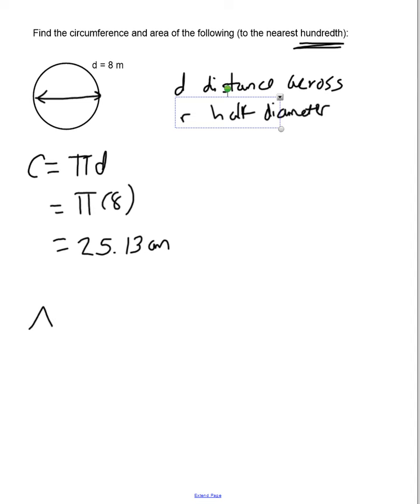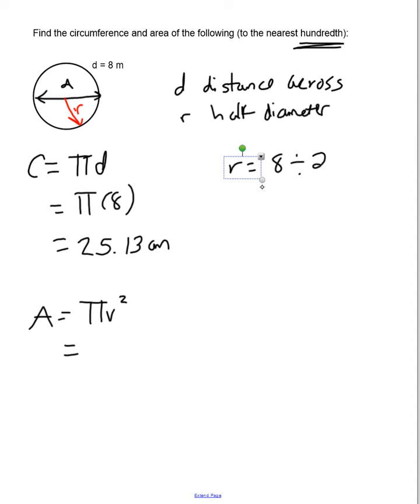Area of a circle is pi times r squared. So again, if we look up here, diameter is the distance across the circle. Radius is half the diameter. So the radius goes from the center to the outside edge. It's half of the diameter. So in this case, the radius is the diameter divided by 2, or is 4 in this case. So we're going to do pi times 4 squared. Again, we're just going to punch that into our calculator, and we'll get 50.2654, etc.